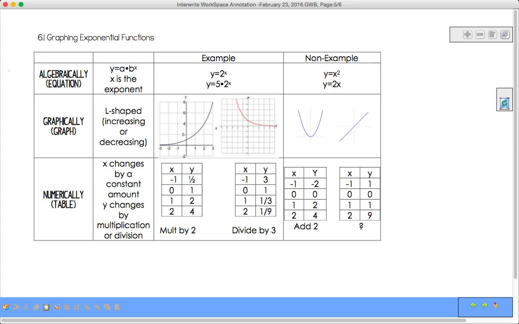Okay, we are ready for 6.1, graphing exponential functions.